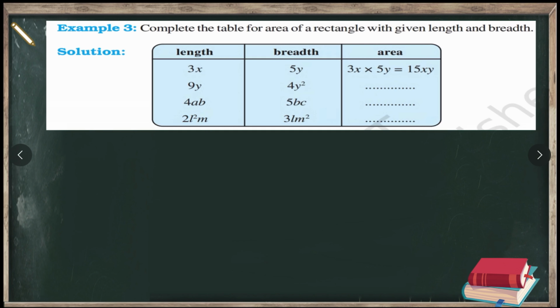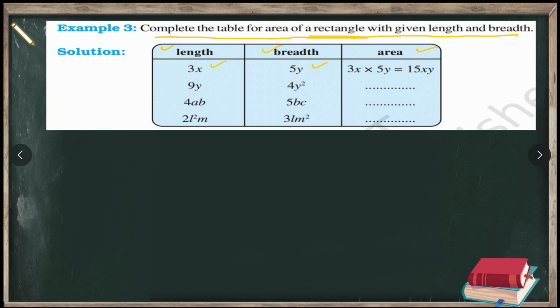Now let's understand this better with the help of example number 3. Here we are given a table and we are asked to complete it. We are given the length and the breadth, and we are asked to calculate the area of a rectangle. So you are asked to complete the table for the area of a rectangle with the given length and breadth. These expressions give the length and the breadth of the rectangle. The first is already filled, so we're going to start with the second one.